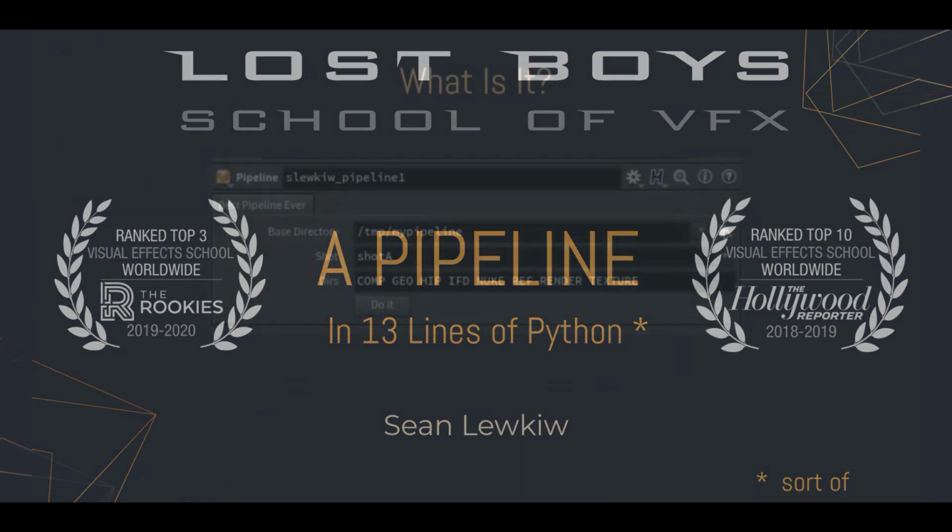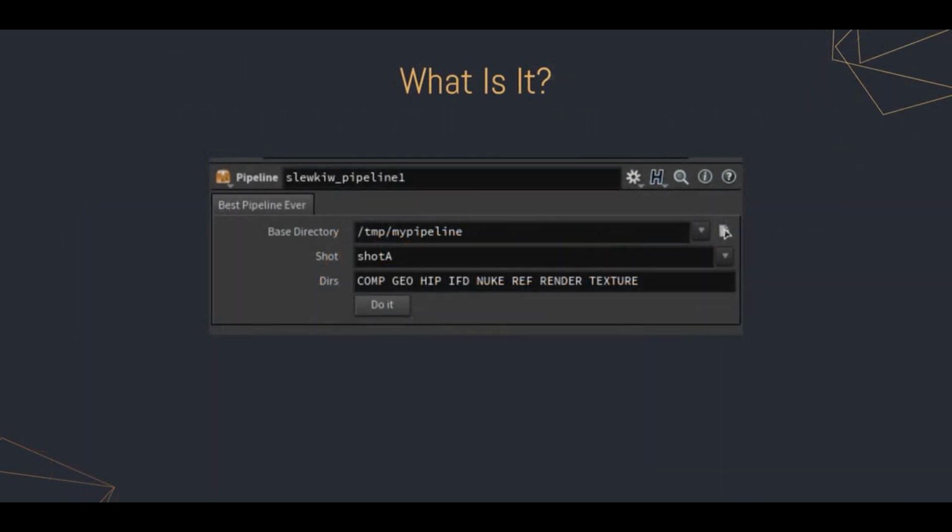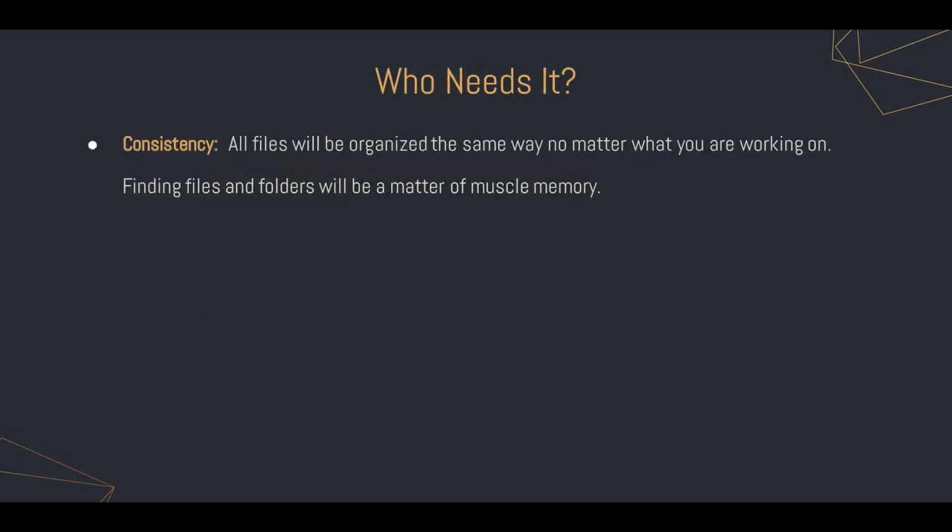Let's get started. What is it? What are we making? We're making a tool to create a shot directory structure. In the screen grab you see here, we've got a base directory, which is where we want our shots to live. In this case, I'm saying temp my pipeline just for testing purposes. Then over here, we have a list of shots we want to choose from. So either you can create a new shot here, or you can choose from existing shots. And then you can choose the subdirectories you want inside each of those shots.